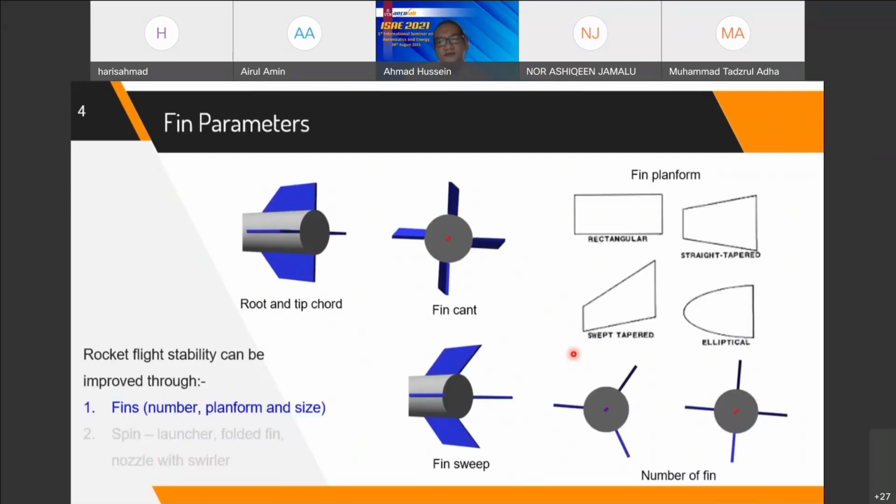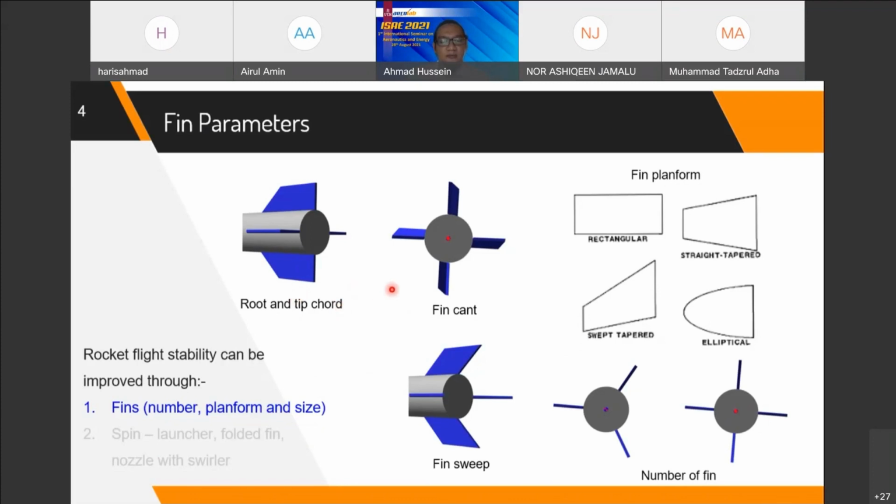Now, how do we achieve stability in rocket flight? There are a few ways, but the first one is through fins, and there are many fin parameters. For example, here we have the root and tip chord. Bear in mind, the general idea is that we can increase the stability of the rocket by increasing the size of the fin. However, by increasing the size of the fin, we also increase the drag of the rocket. So there is always a competition between the stability and the efficiency of the rocket flight.